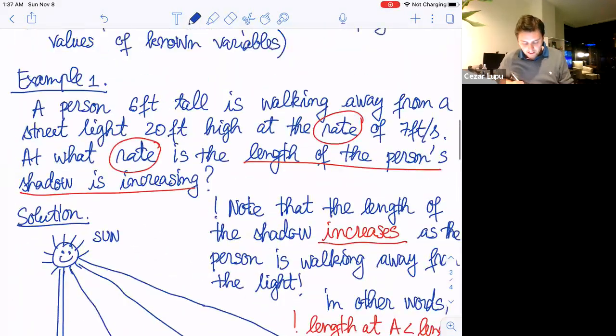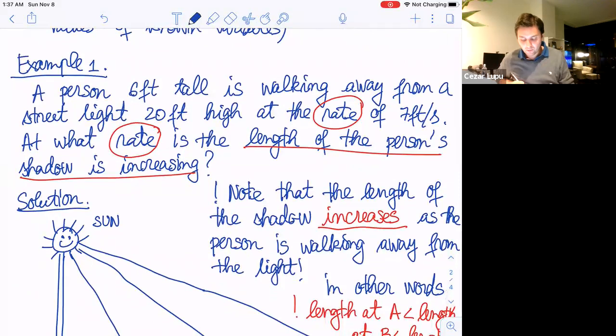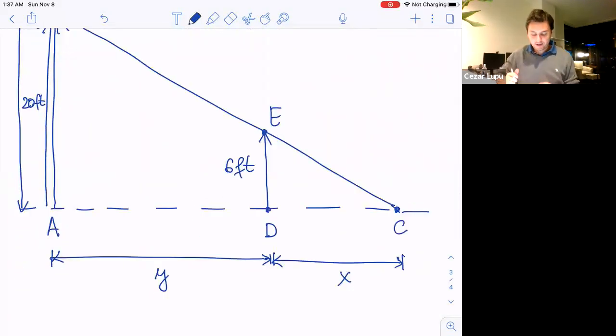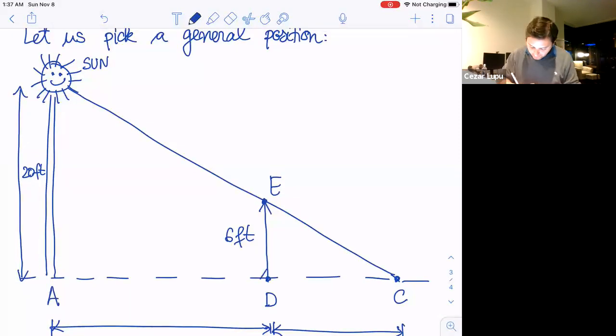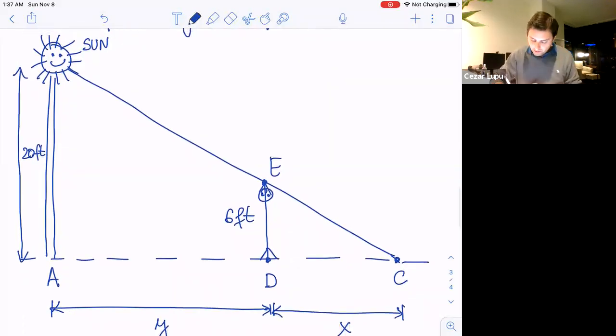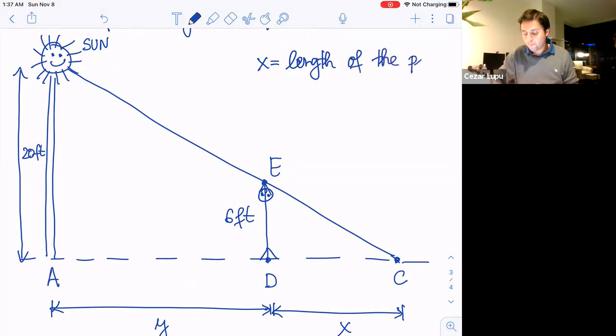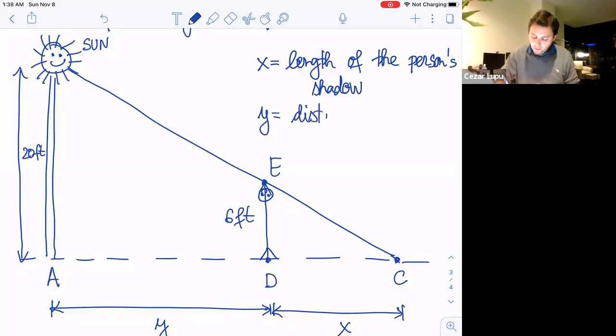So let's look at the problem again. It says that a person is 6 feet tall, is walking away. So this is the height of the person, 6 feet tall. This is where the person is. Now let's see what we have here. We will denote x as the length of the person's shadow, and y will be the distance between the person and the light.